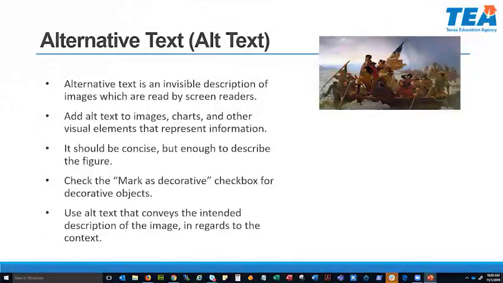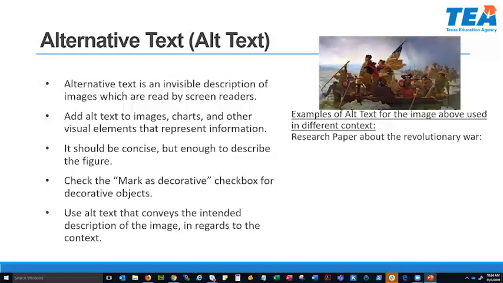When you're inserting pictures, the alt text conveys the intended description of the image in regards to the context. So let's take, for example, this picture here of George Washington. If I'm writing a document about the Revolution, it's a research paper, and I insert this in my document, a good alt text could be George Washington crossing the Delaware River, because that content is related to George Washington and his accomplishments.